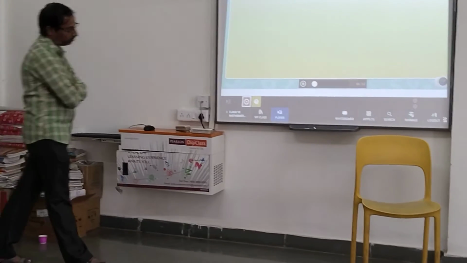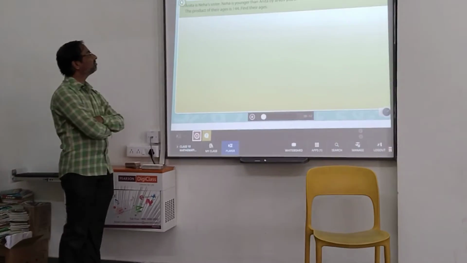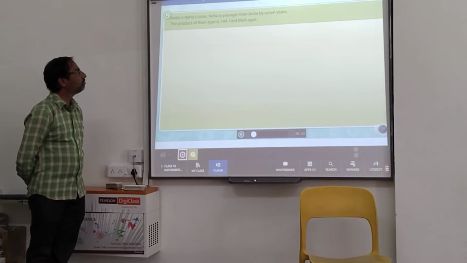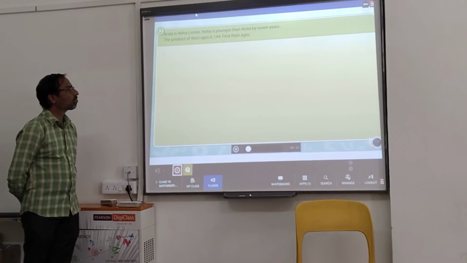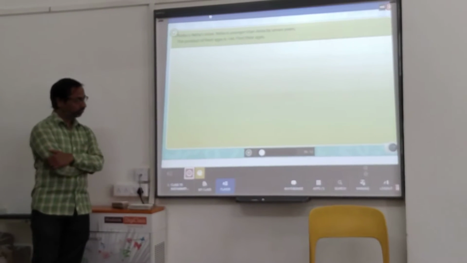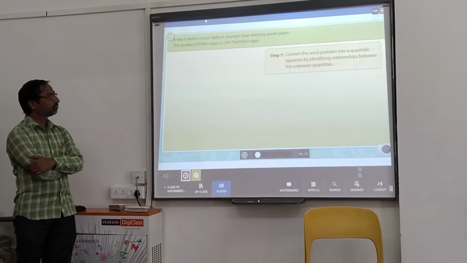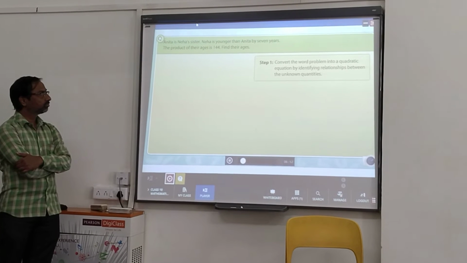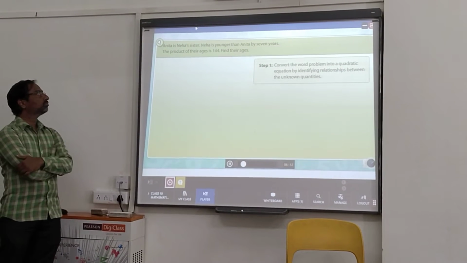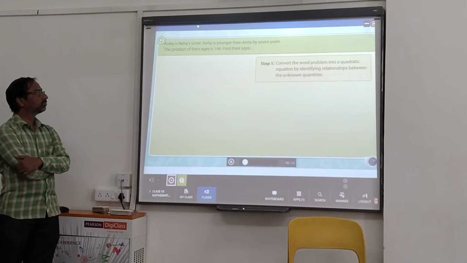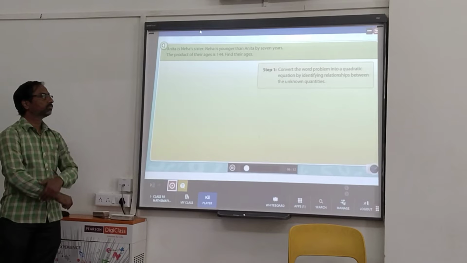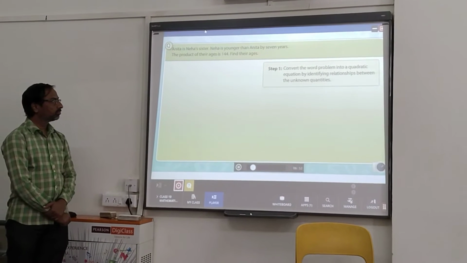Anita is Neha's sister. Neha is younger than Anita by 7 years. The product of their ages is 144. Find their ages. Our first step here should be to identify the unknown quantities and check for any relationship between them. We can then convert the word problem into a quadratic equation and solve for the unknown variables.